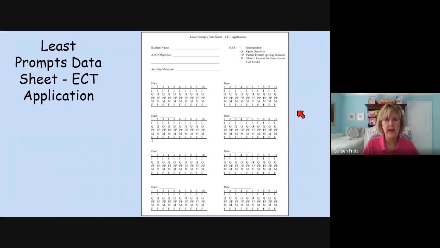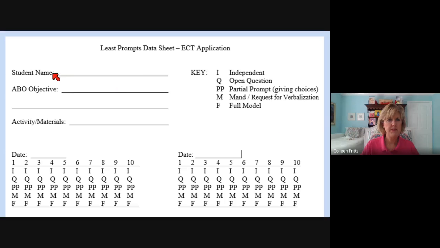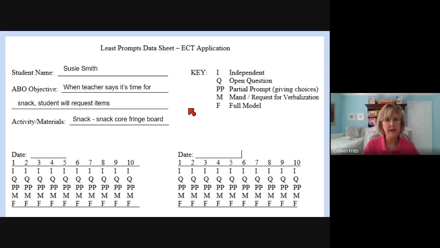Then finally, we have Elise Prompt's data sheet that I revised for ECT. We've been using this data sheet for many, many years in Palm Beach County. Let's take a closer look at it. Okay, so up at the top, we're going to fill in the student's name. We're going to write that ABO objective. Now, this one really lends itself for one objective. So, for example, if you were trying to get a repeated request for food or napkins or things of that nature, you could have one ABO objective. Then the activity is snack, and the materials, we're going to use a snack core fringe board.